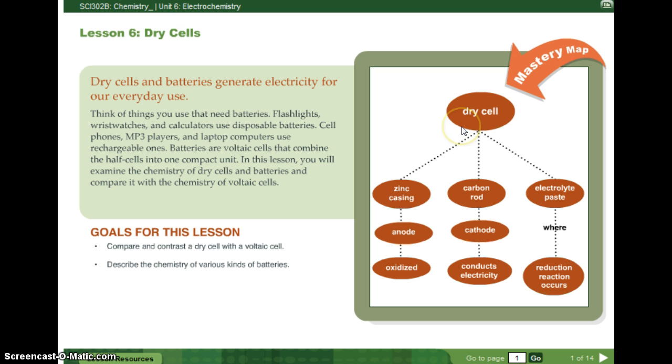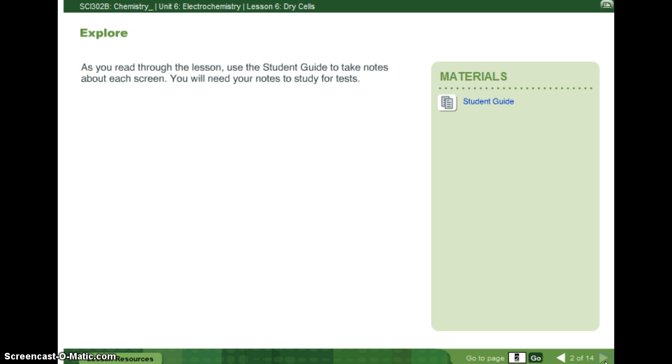So we have a dry cell. A dry cell can have a zinc casing where the anode is oxidized. A dry cell can have a carbon rod, the cathode that conducts electricity, and the dry cell has an electrolytic paste where the reduction reaction occurs. So these are all the parts of a dry cell.